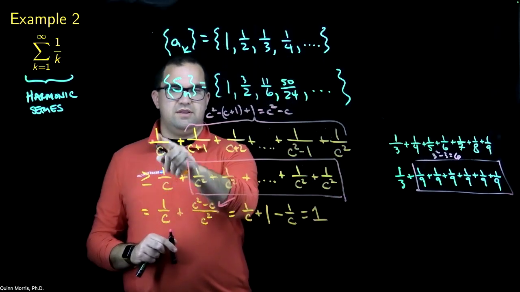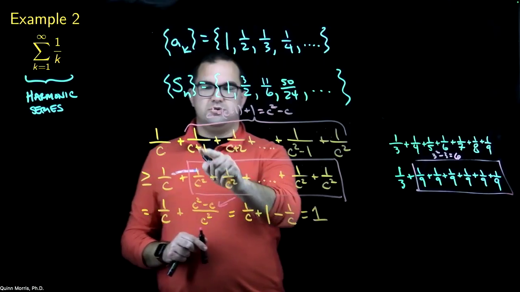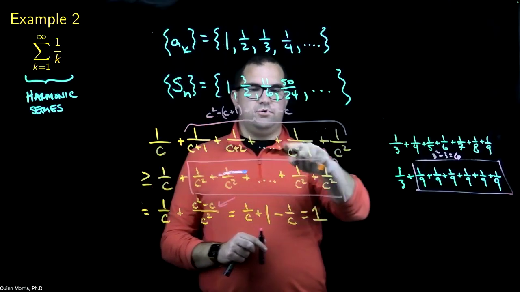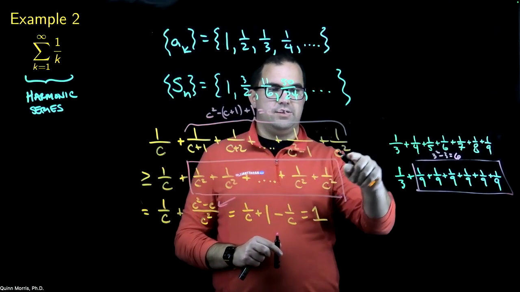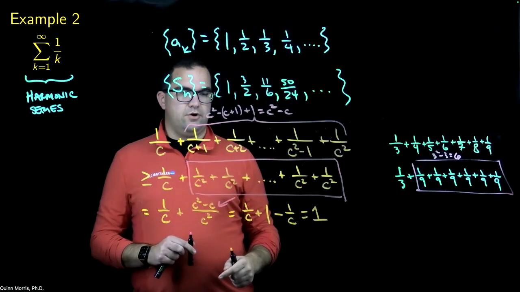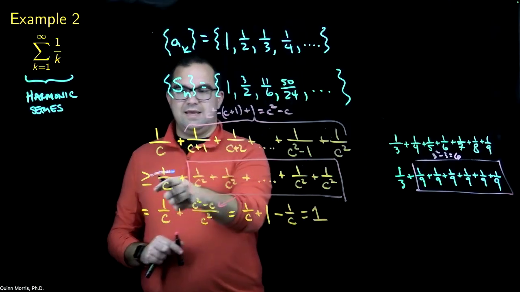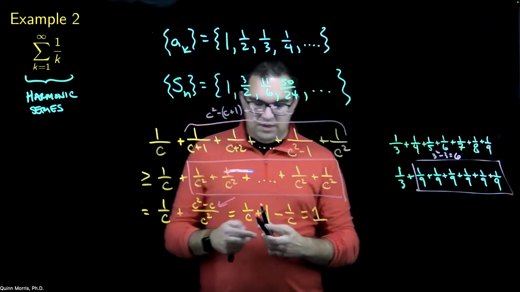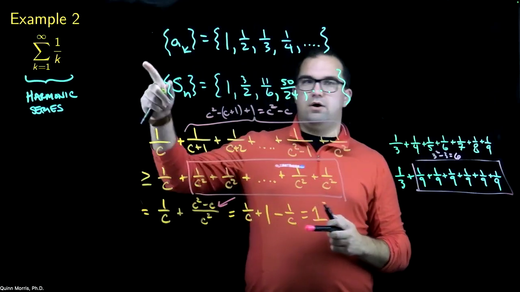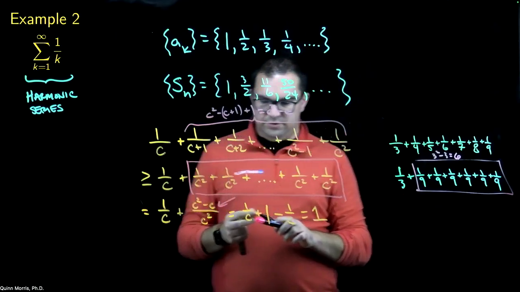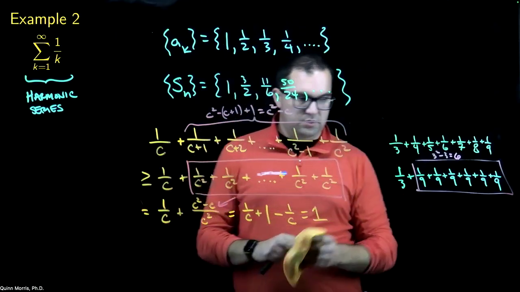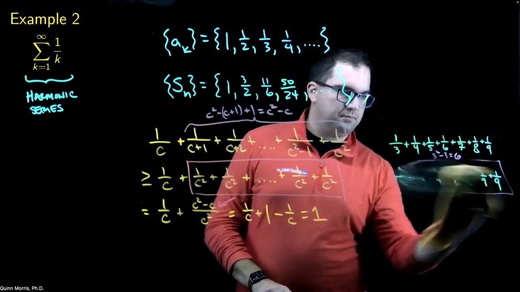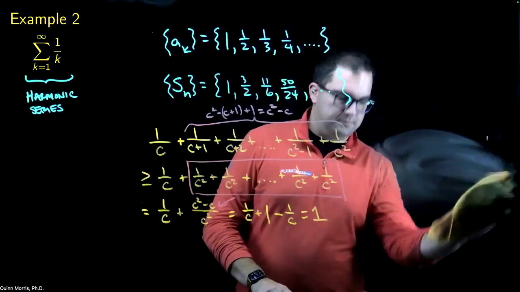So what we've shown is that if you add up 1 over c plus 1 over c plus 1, plus 1 over c plus 2, and so on and so on, all the way until you get to 1 over c squared, whatever that quantity is, it will be greater than or equal to 1. All right. Now, how does this help us with our problem here about the harmonic series? So let's use that observation to help us.